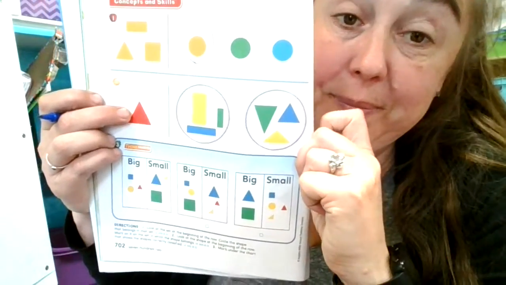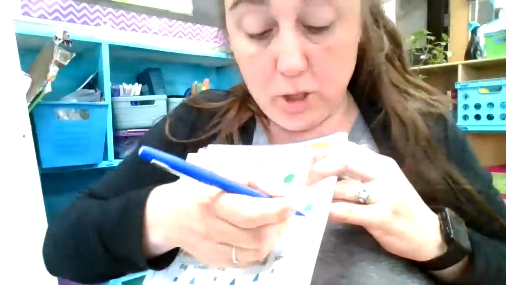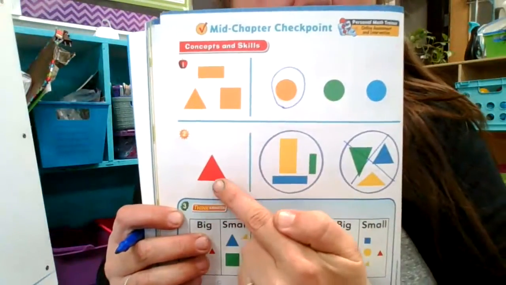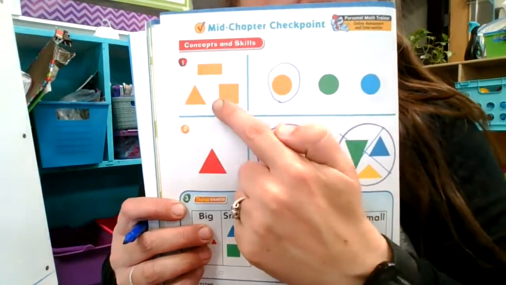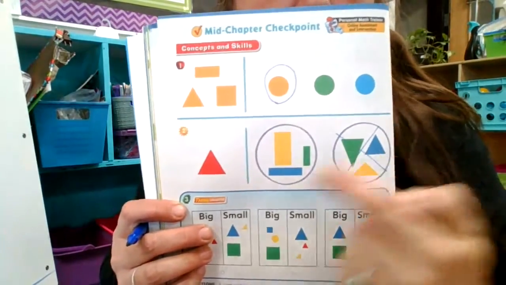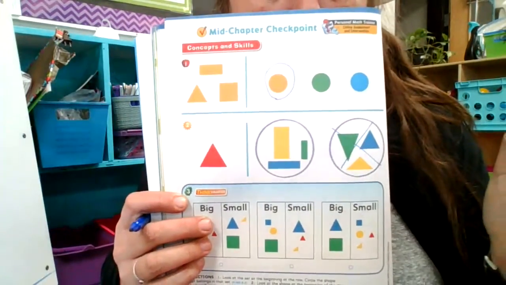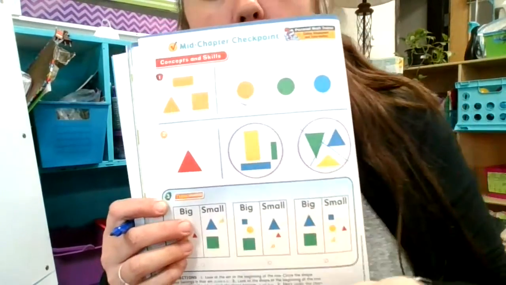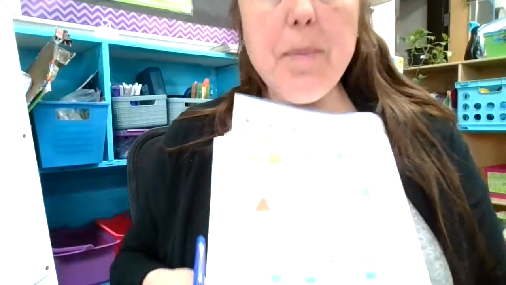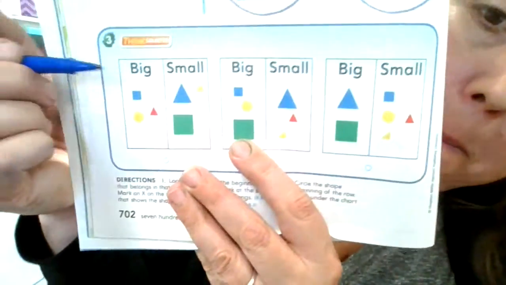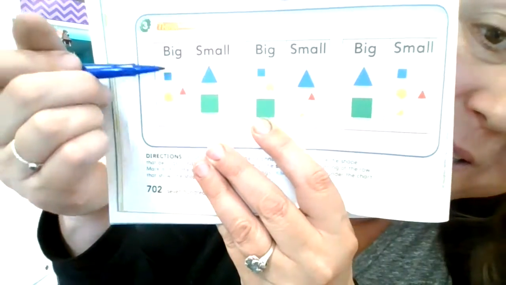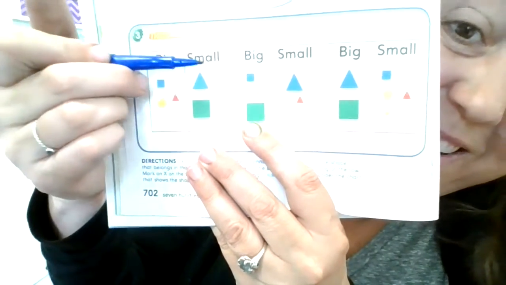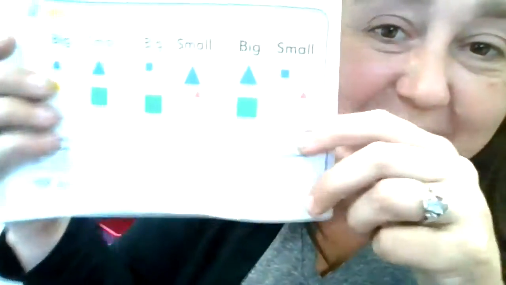I bet a lot of you are doing this, aren't you? You put an X on the triangles because it's sorting by shape. Do you see here we sorted by color? Now we're sorting by shape. Now we're going to sort by size, and we're going to decide which group sorted correctly. So let's look here. This first one says big. Are all these big? No. Are all these small? No.